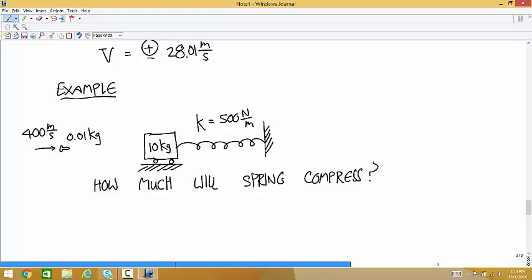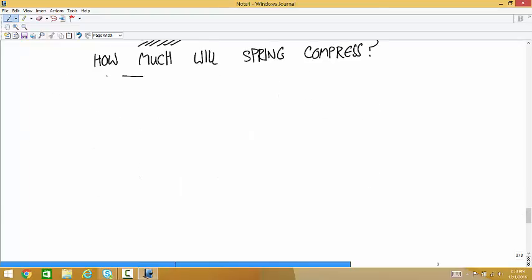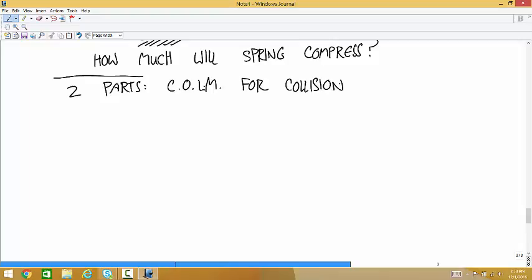Okay, so this problem combines conservation of linear momentum, because there's a collision, and conservation of energy, which is the part where the bullet and the mass together compress the spring. So we're going to do it in two parts: conservation of linear momentum for the collision, and conservation of energy for the compression of the spring.